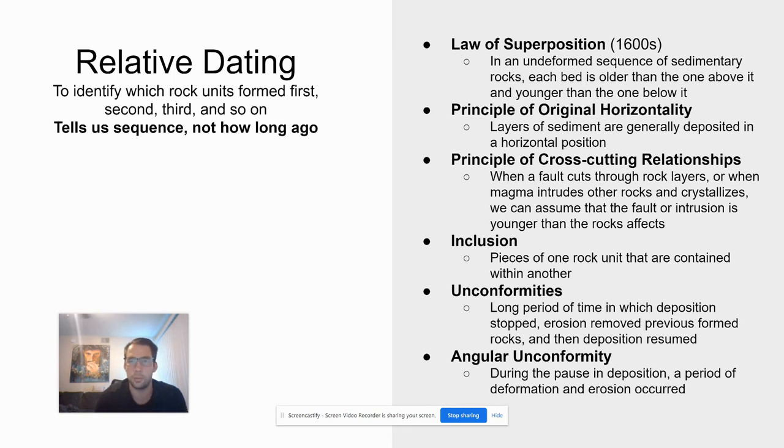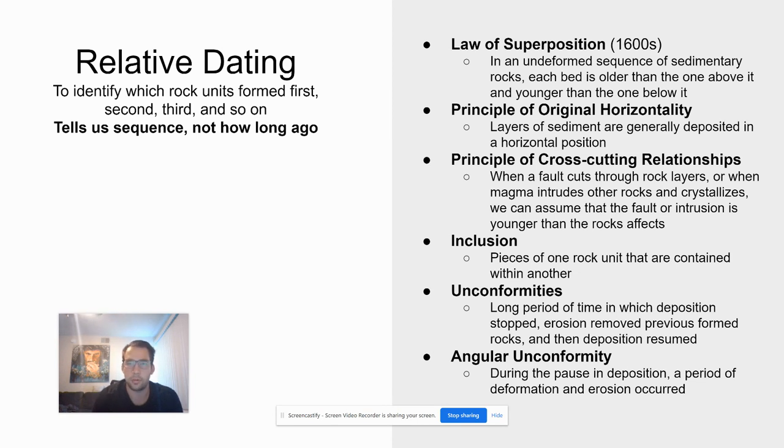The first is the law of superposition, meaning that if we have a bottom layer, a middle layer, and a top layer of rock, the bottom layer is going to be the oldest. The top layer is going to be the youngest, which makes sense, right? You can't have an oldest layer on top. It has to lay on top of other rock.